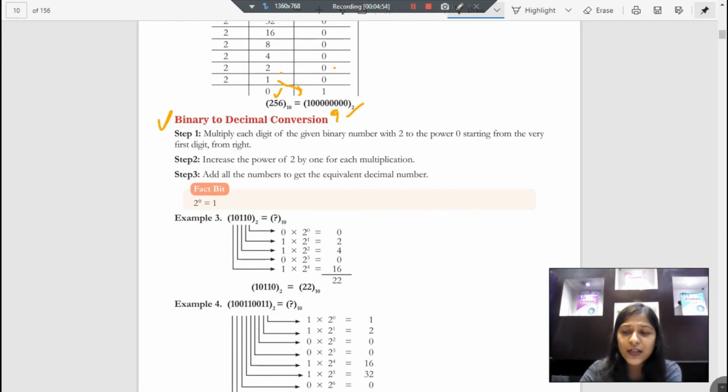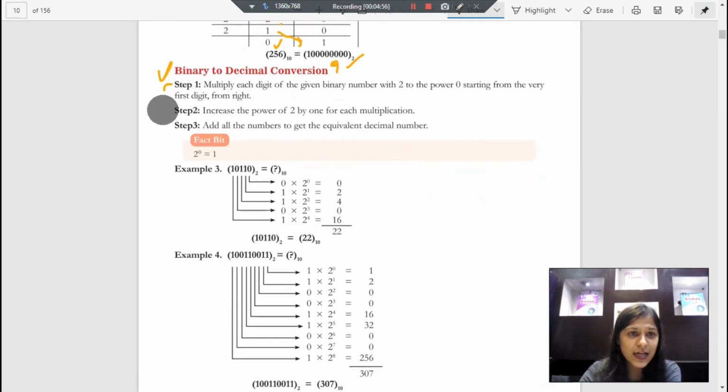So the rules and the steps are written here. Multiply each digit of the given binary number with 2 to the power 0, starting from the very first digit. Now we will assign a weight to every digit, using powers of 2. Now increase the power of 2 by 1 for each multiplication. Add all the numbers to get the equivalent decimal number.